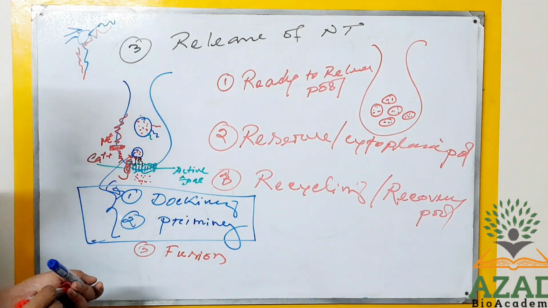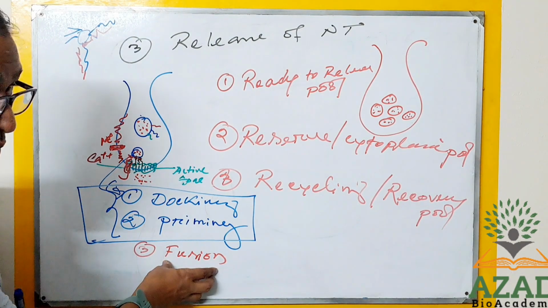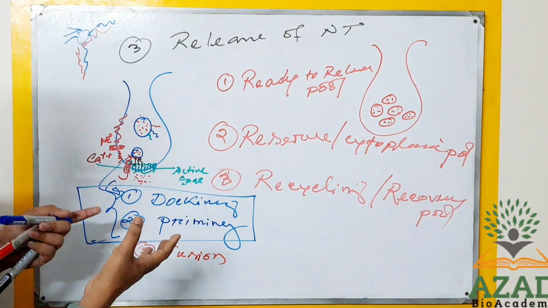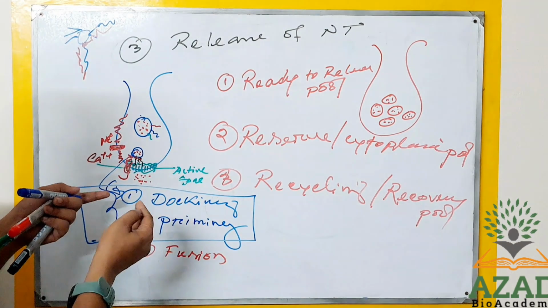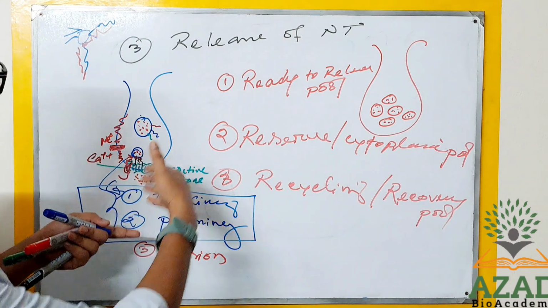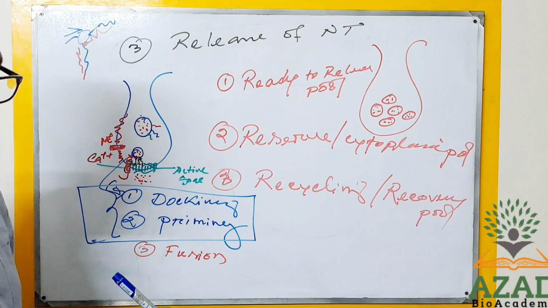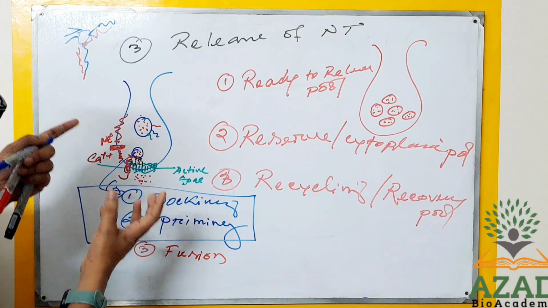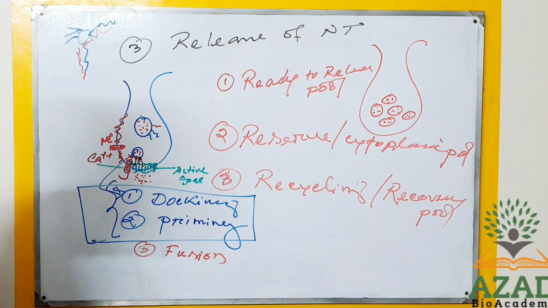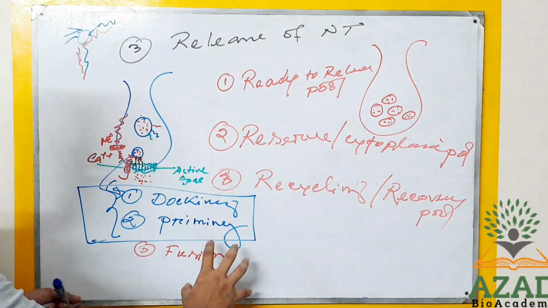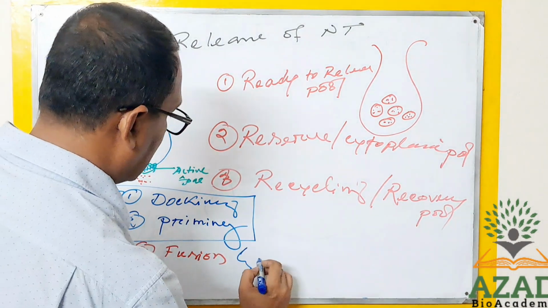So how will the fusion work, and what type of fusion is possible? It is partial fusion, that is transient fusion, or you can say the kiss-and-run theory, or also the full fusion. What type of fusion is possible and how, I will explain in a separate video. This is the fusion.